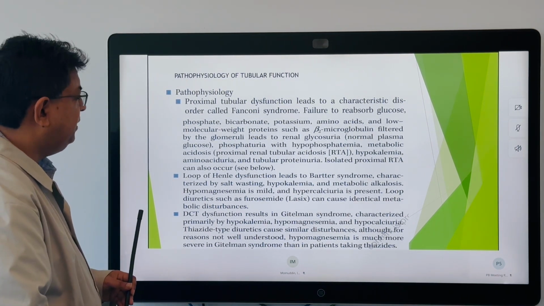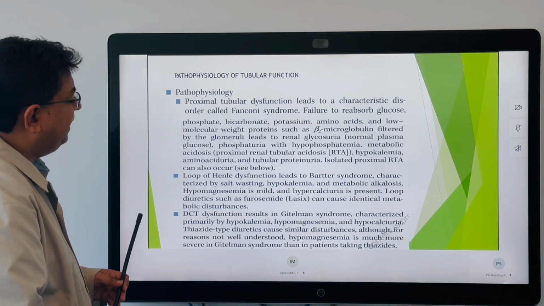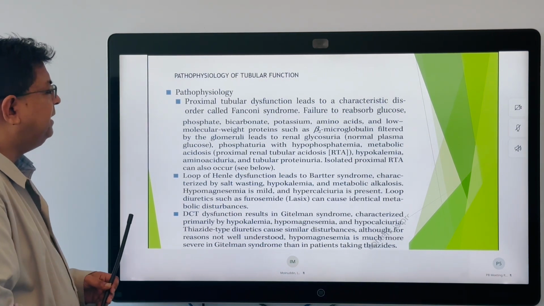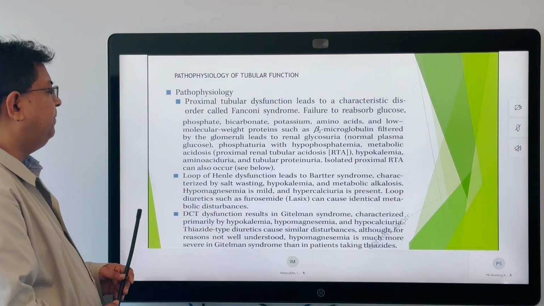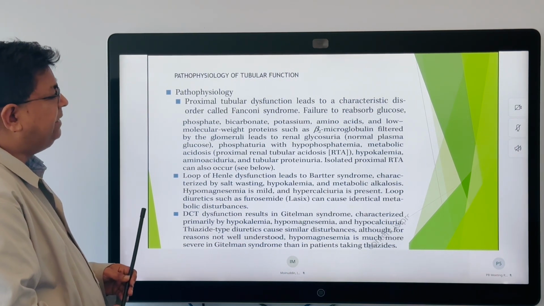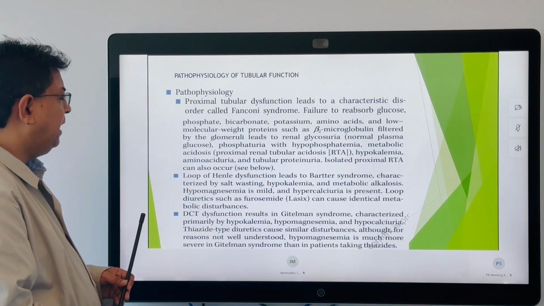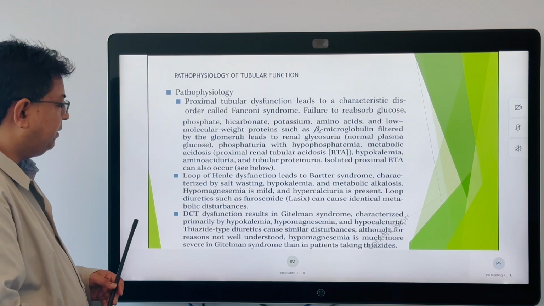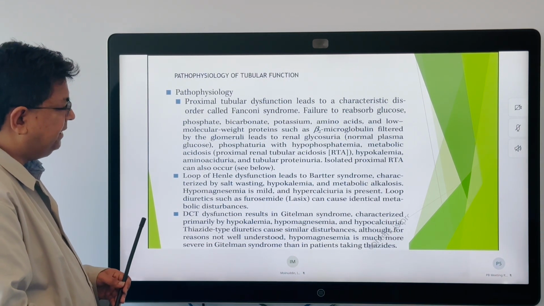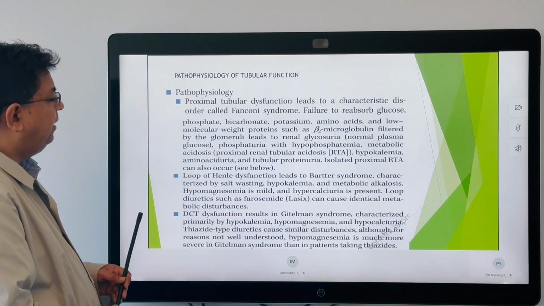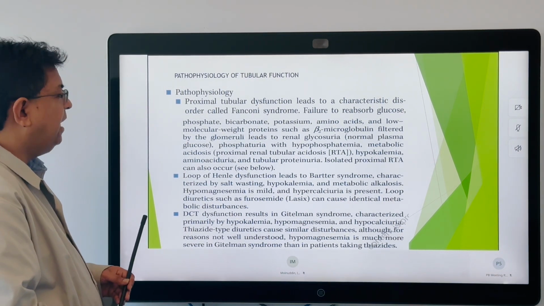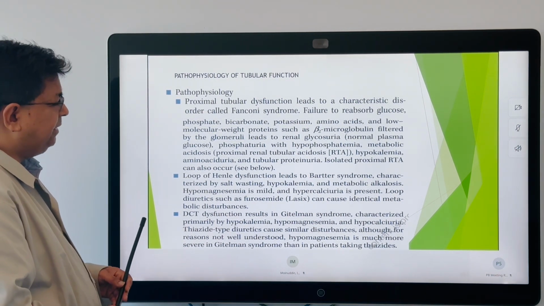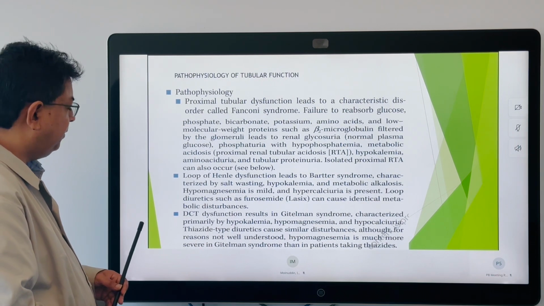Proximal tubular dysfunction leads to a characteristic disorder called Fanconi syndrome. Failure to reabsorb glucose, phosphate, bicarbonate, potassium, amino acids, and low molecular weight proteins such as beta-2 microglobulin filtered by the glomeruli leads to renal glycosuria, which is in the presence of normal plasma glucose, phosphaturia with hypophosphatemia, metabolic acidosis, which is proximal renal tubular acidosis, hypokalemia, aminoaciduria, and tubular proteinuria. Isolated proximal renal tubular acidosis can also occur.